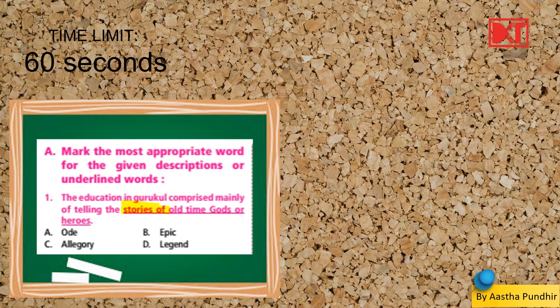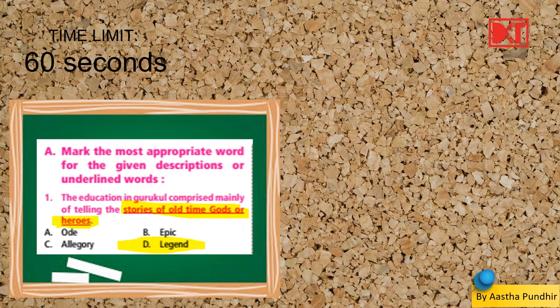Here the underlined part is stories of old time gods or heroes. The options are ode, epic, allegory or legend. Here the stories of the old time gods or heroes, it's known as legend. We are talking about the legends of something. That is referred as the old time stories.